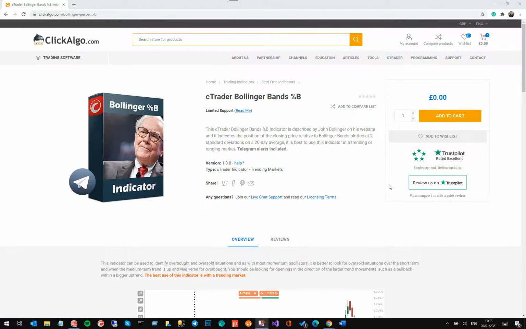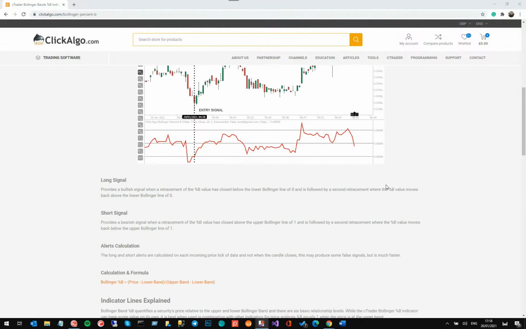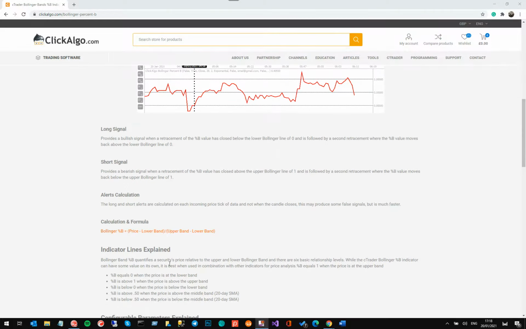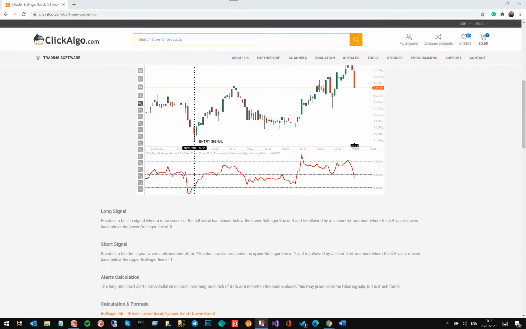So this indicator is pretty much used in a trending market, and as you can see from the description there, it indicates the position of the closing price relative to the Bollinger Bands plotted at 2 standard deviations of 20-day average. Now, what that means is you've got a formula down here. Before I go into the formula, I'll just quickly show you the indicator on the diagram. You can see it's not actually a standard Bollinger Band that gets drawn on the chart. It's a line that gets drawn underneath the chart as a separate indicator with 3 values: 1, 0.5, and 0.